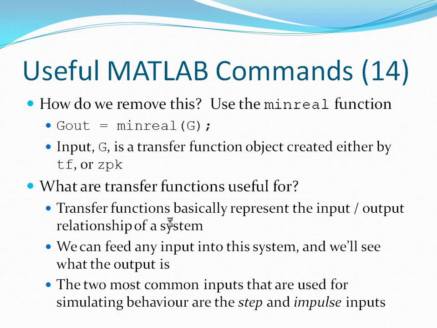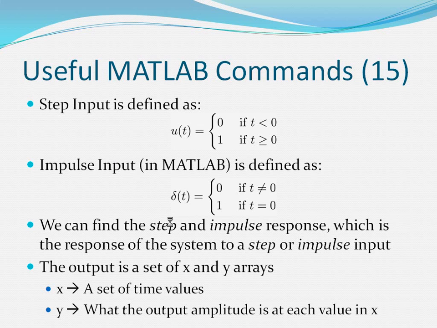The two most common inputs that we use to assess the reliability and stability of systems are what are known as the step and impulse inputs. The first case, the step input, is defined as anything less than 0 is 0, and anything greater than or equal to 0 is set to 1. You can think of it as a box kind of graph, but 1 continues forever up to infinity.